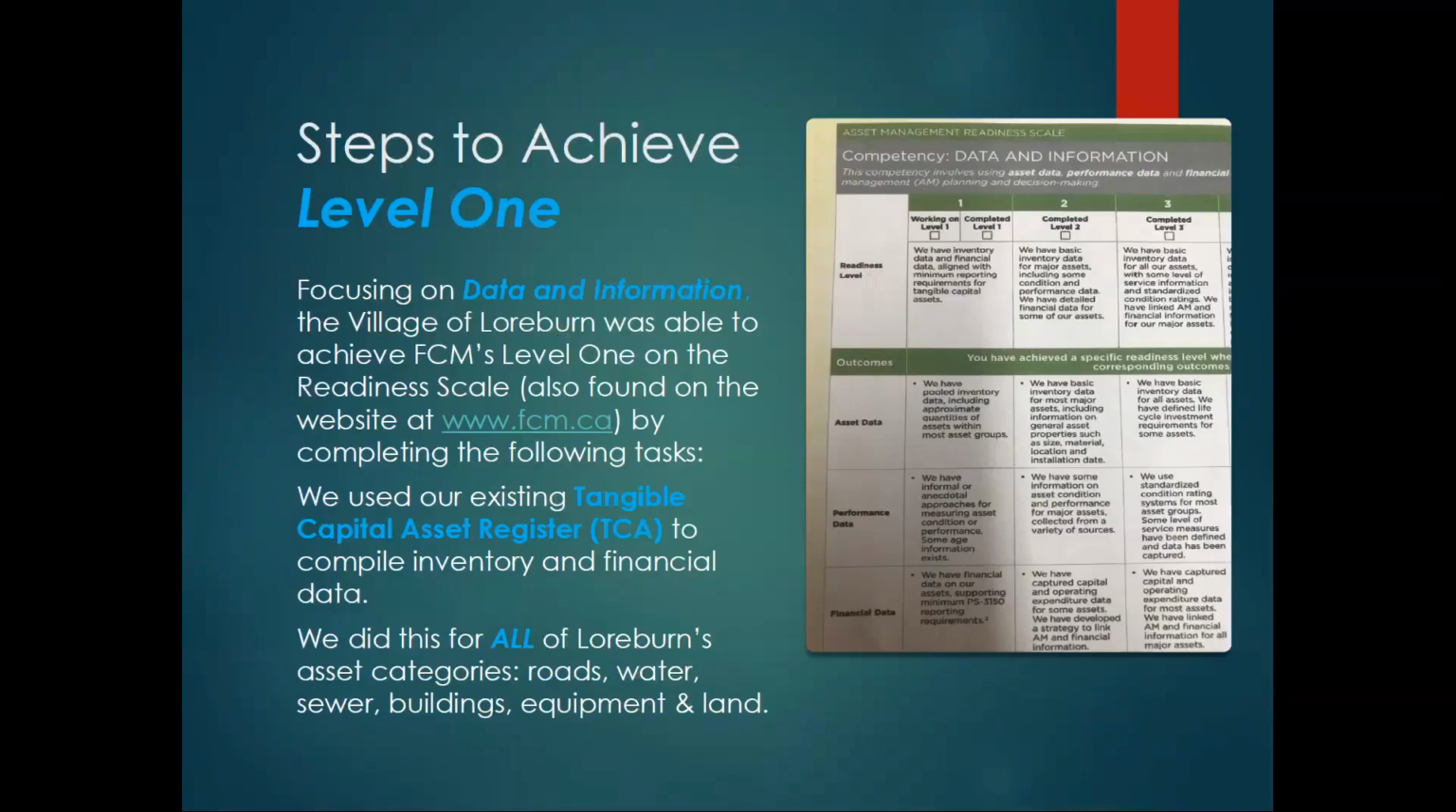Thanks, Sarah. Next, please. All right, so steps to achieve level 1. Focusing on data and information, the Village of Loreburn was able to achieve FCM's level 1 on the readiness scale that Sarah showed at the beginning as well, and is also found on the website, by completing the following tasks. We used our existing tangible capital asset register to compile inventory and financial data. We did this for all of Loreburn's asset categories: roads, water, sewer, buildings, equipment, and land.